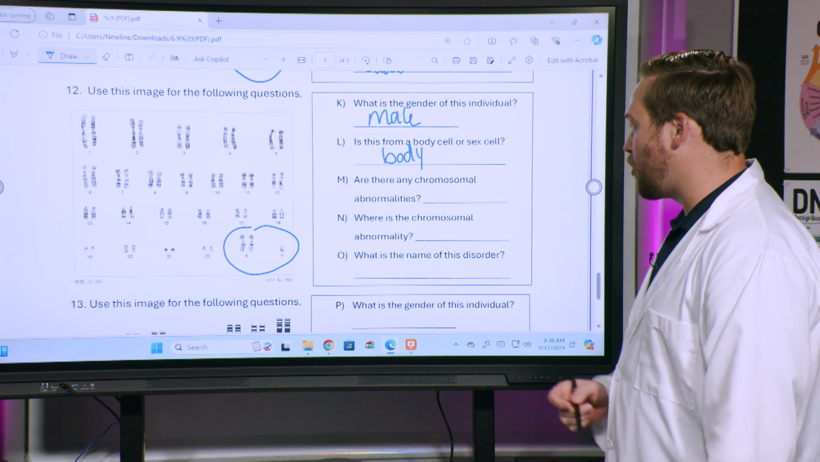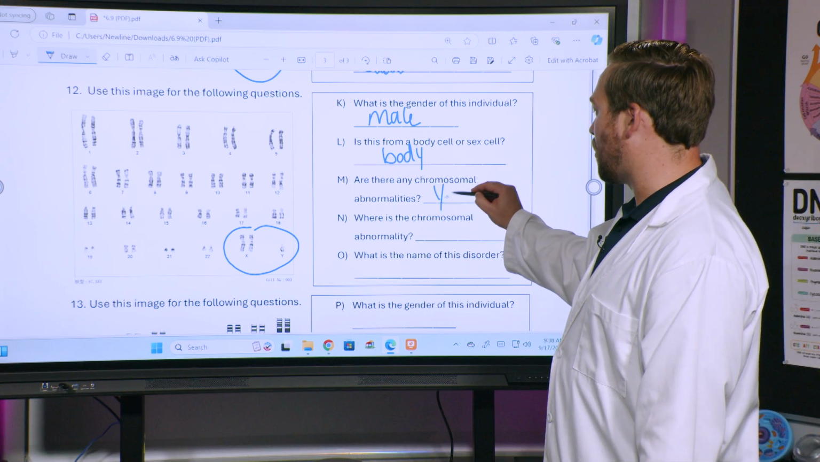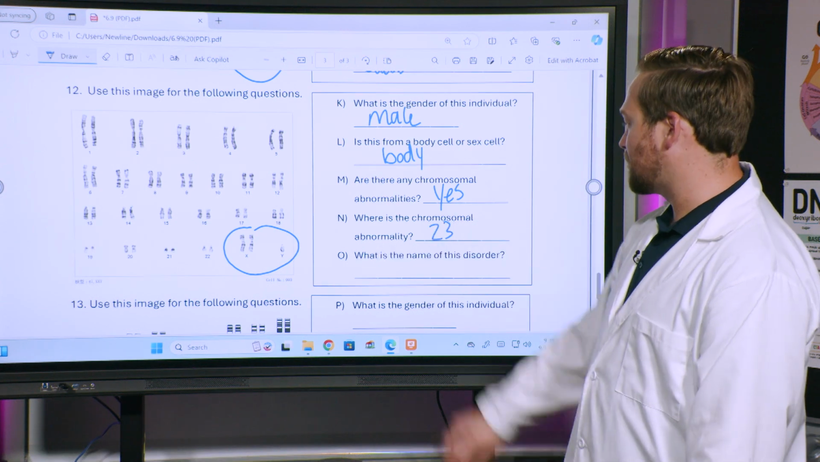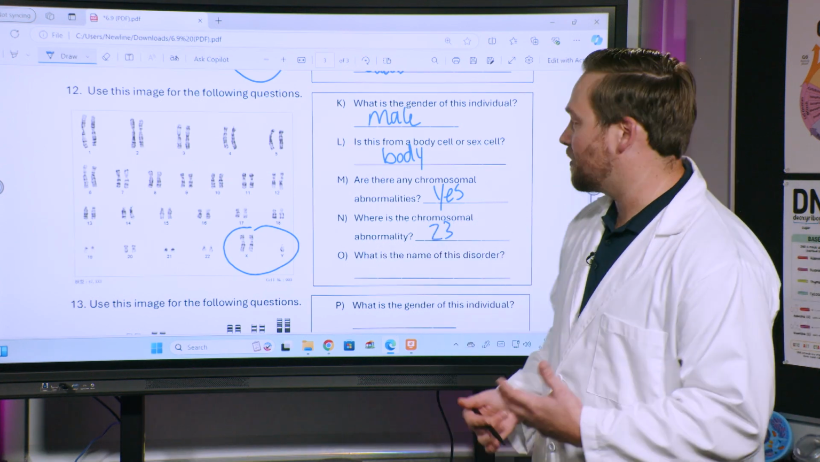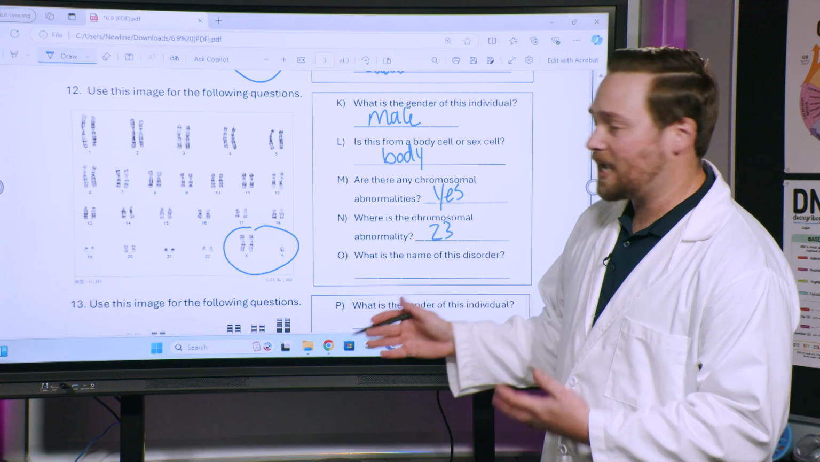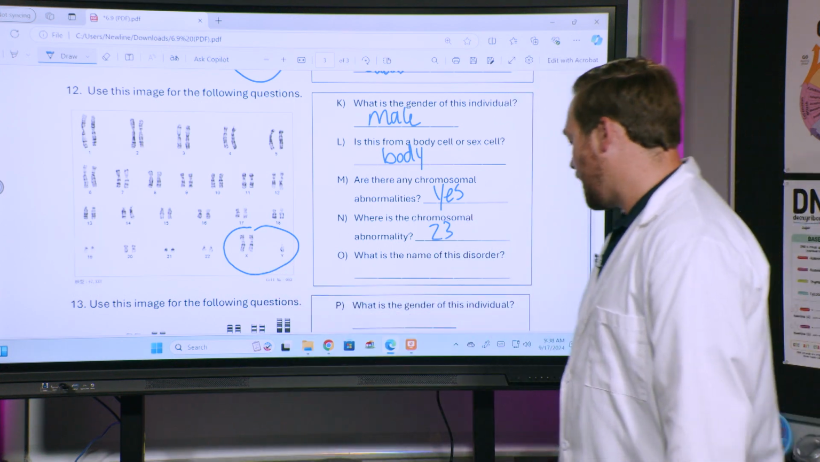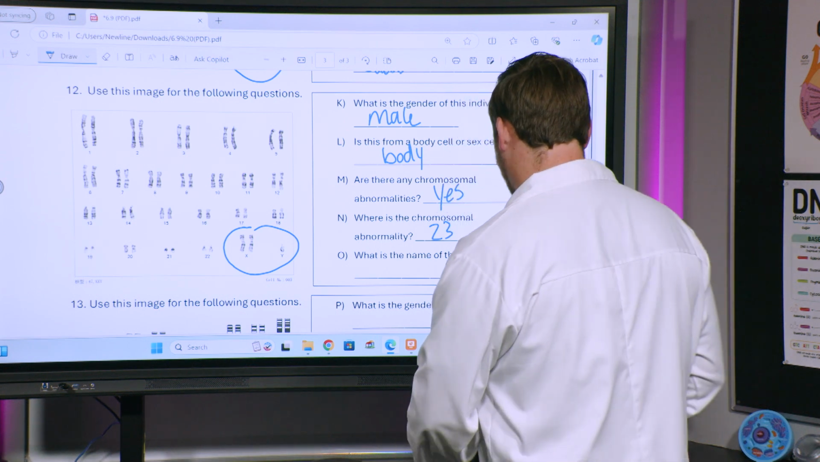Are there any chromosomal abnormalities? Yes, there are. Where is it? It's 23 at the sex cells again. This one is kind of different. The last one we had XYY. This one is XXY. So this one has a different name. This is known as Klinefelter syndrome.